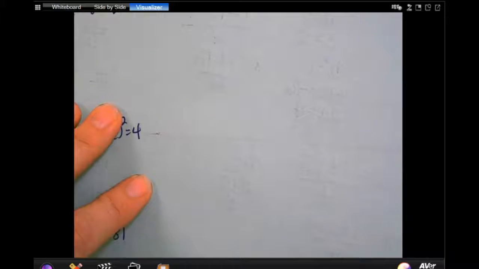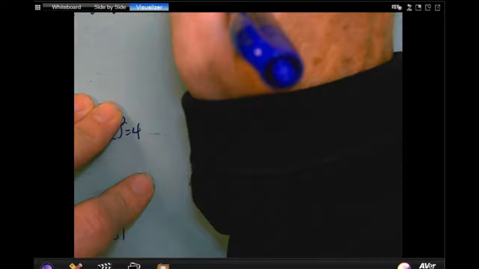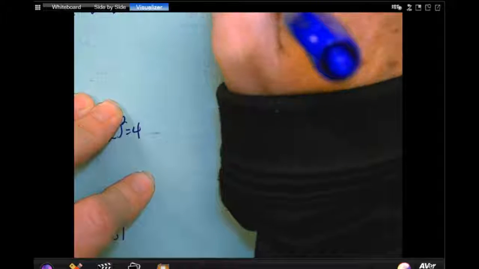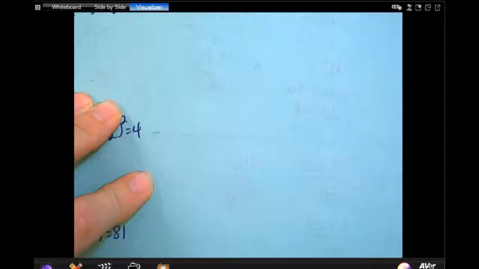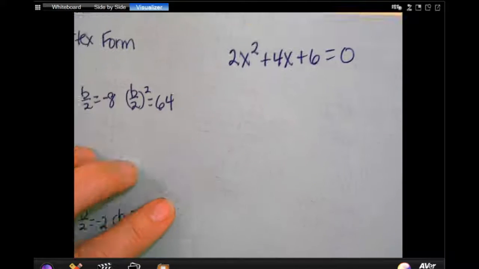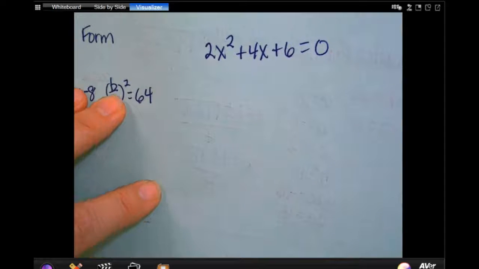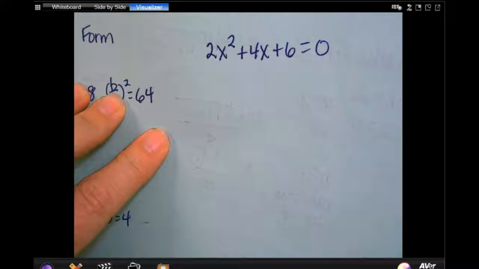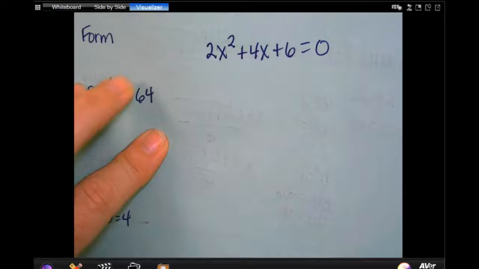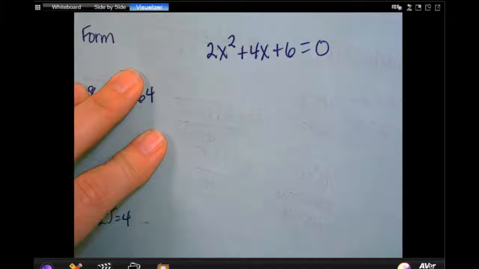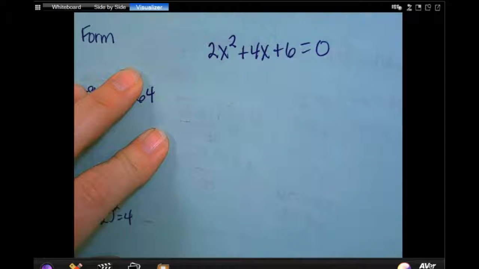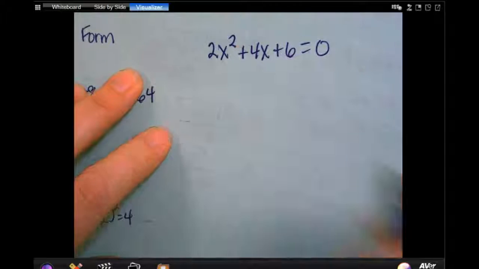Okay, one last one I want to work. It's still completing the square, but it just looks a little bit different. So what's different with this one than the last one? Well, it does have a GCF, but it starts with 2, right? The last ones didn't have a coefficient. So it doesn't matter what the coefficient is. I'm going to work this exactly the same way. I'm going to move the 6 to the other side to start.